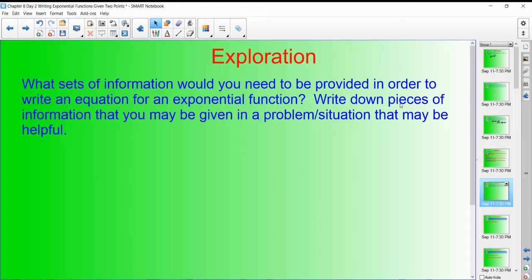So once again, we've got to do some thinking. What information do you need to be provided in a situation or word problem in order to write an equation for an exponential function? Okay, write down anything you think of that I could give you that would be helpful for writing an exponential function. Go ahead, pause the video, write down what you're thinking. That'll help you learn.